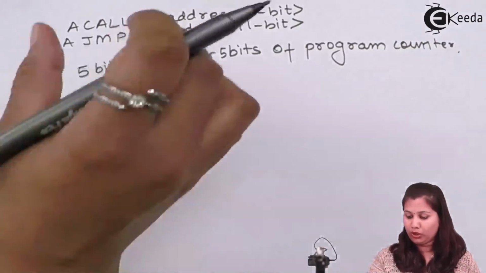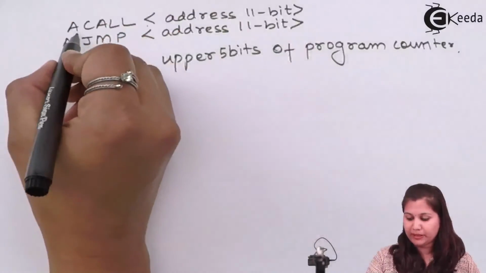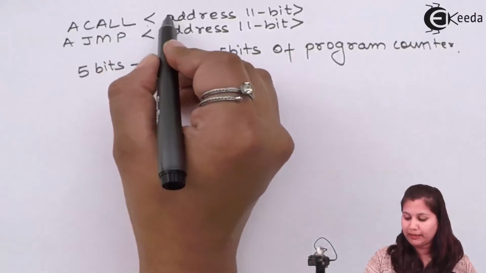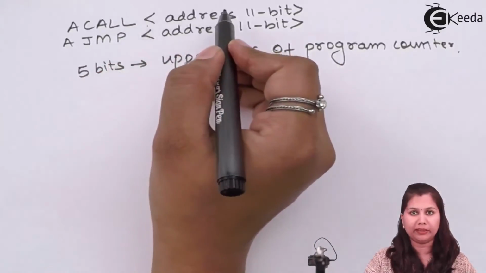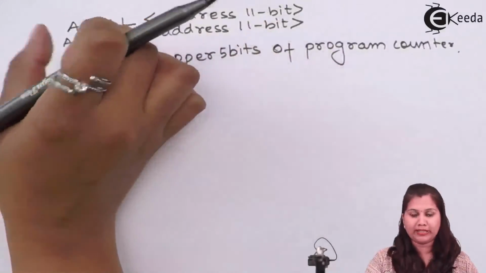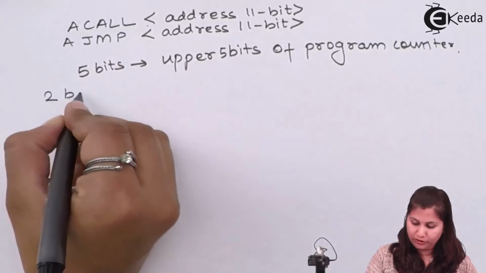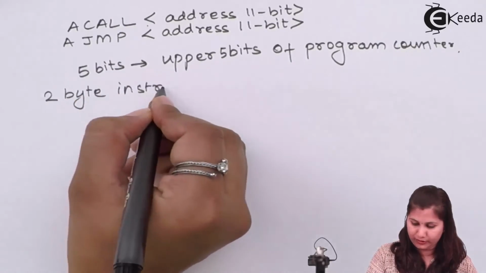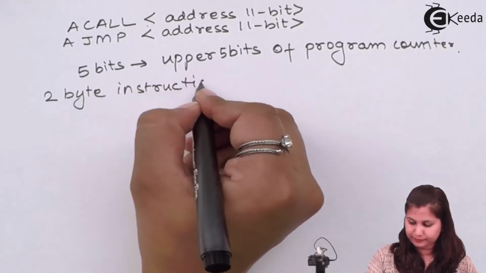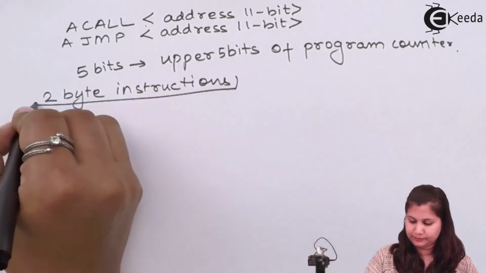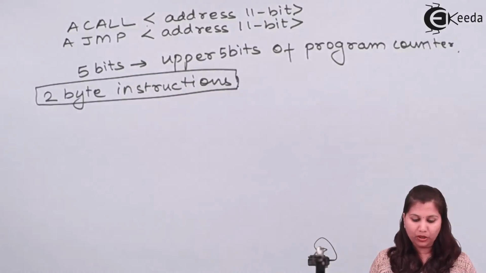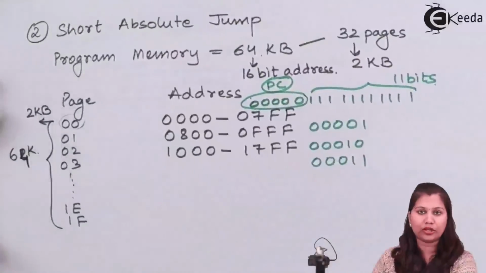Okay, so this instruction has 1 byte for the opcode A call and 1 byte for the 11-bit address. So total 2 bytes are there. So these short jump instructions become 2-byte instructions. Okay, so this was the short absolute jump.